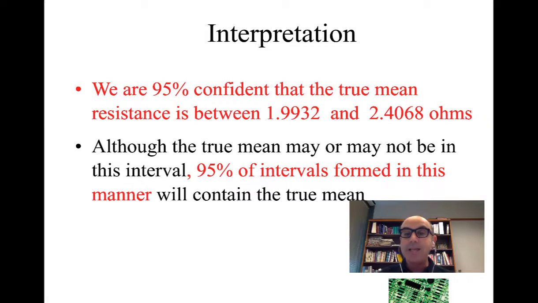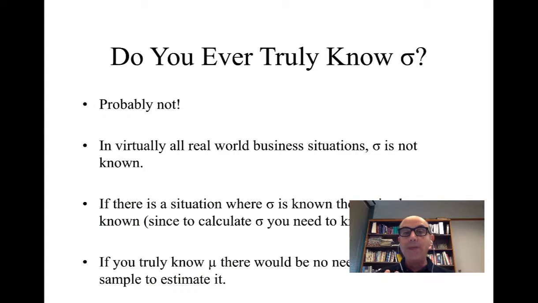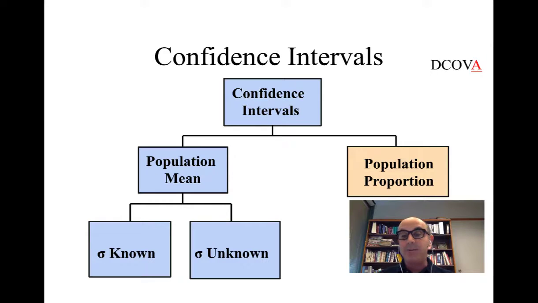So 95% of the intervals formed in this manner will contain the true mean. Okay, what do we do when we are talking about the unknown? Do you ever truly know that value? Probably not. So there is a situation where sigma is known, then the mu is also known. But if you truly knew the mu, there would be no need to get a sample to estimate it.